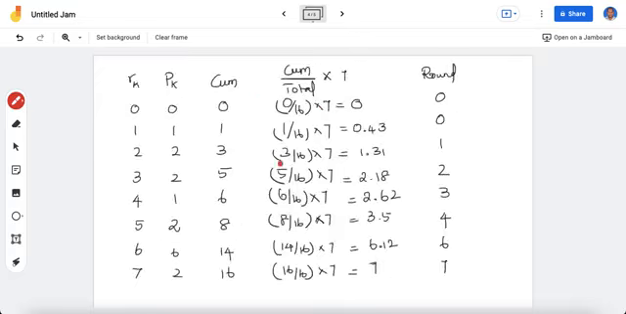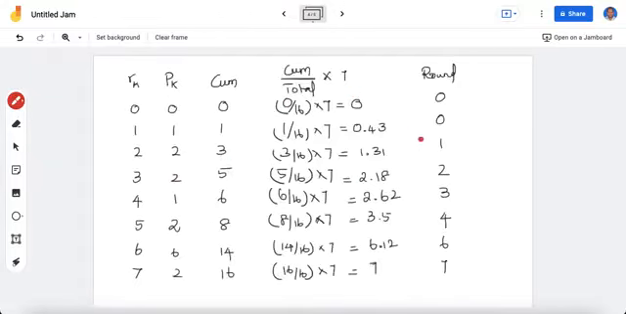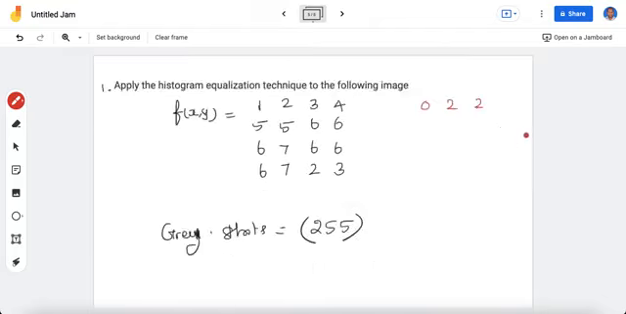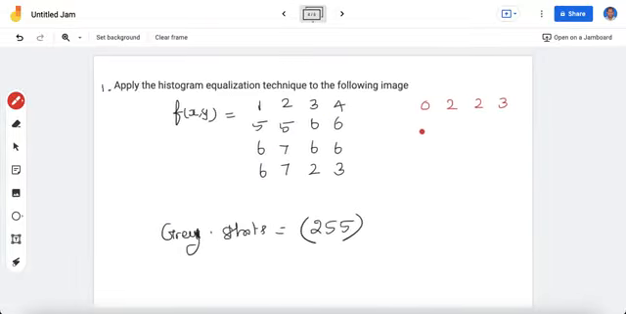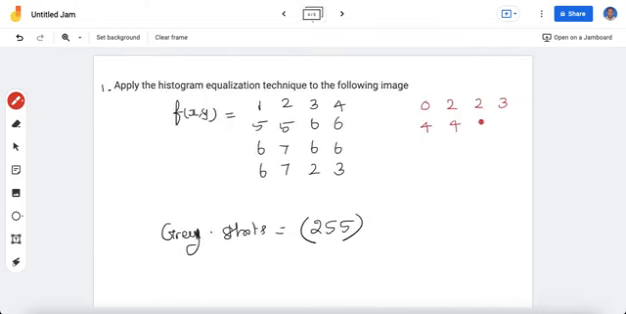3 to be replaced by 2, 3 to be replaced by 2, and similarly 4 to be replaced by 3, and so on. So the replacement values are replaced. 5 I need to replace by 4, 5 I need to replace by 4, so replace with 4, 4. 6 I need to replace by 6. So 6 will remain the same. 6, 6, 6, 6. This one is 6 and this one is also 6.